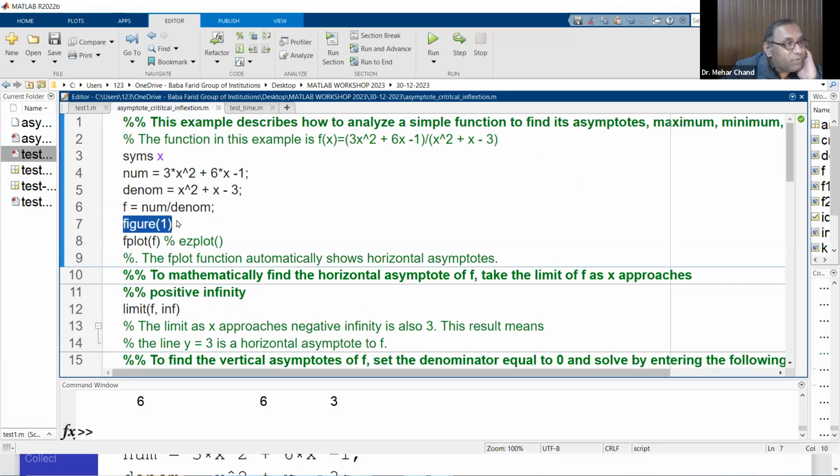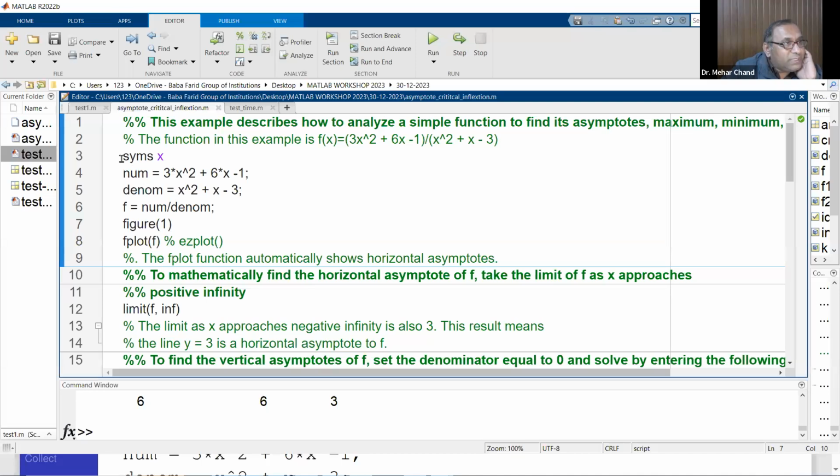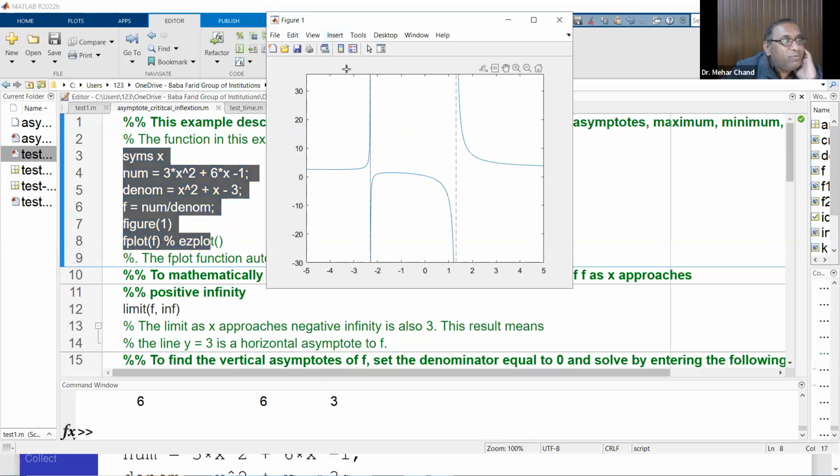So for that, what we do: this is our first image. You will write here figure 1, and plot at this place. So this will plot for this function in this section. And if you want to run only this section, you will press at this place, run section. This will return the value corresponding to only this section. See, now we have only one image because only this section was run.